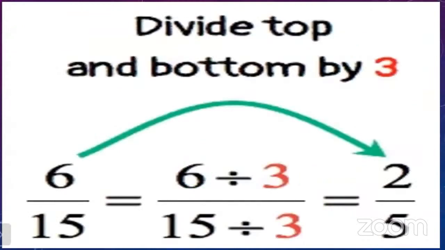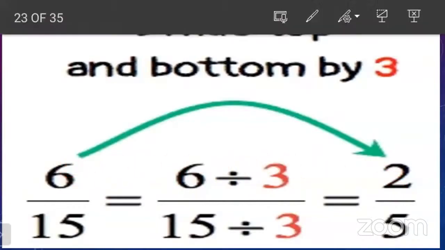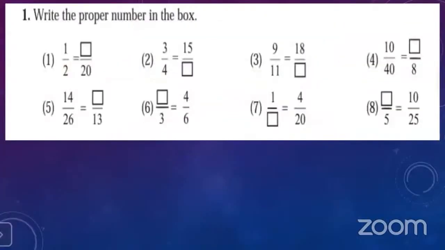Look at here, dividing top and bottom by 3, we divided 6 by 3 and 15 by 3, and what we got is 2 upon 5, and that is the equivalent fraction to 6 upon 15. Now children, write the proper number in the box. We have one exercise, and some examples are given here. So let us try to find the answers of the blanks. Write the proper number in the box.